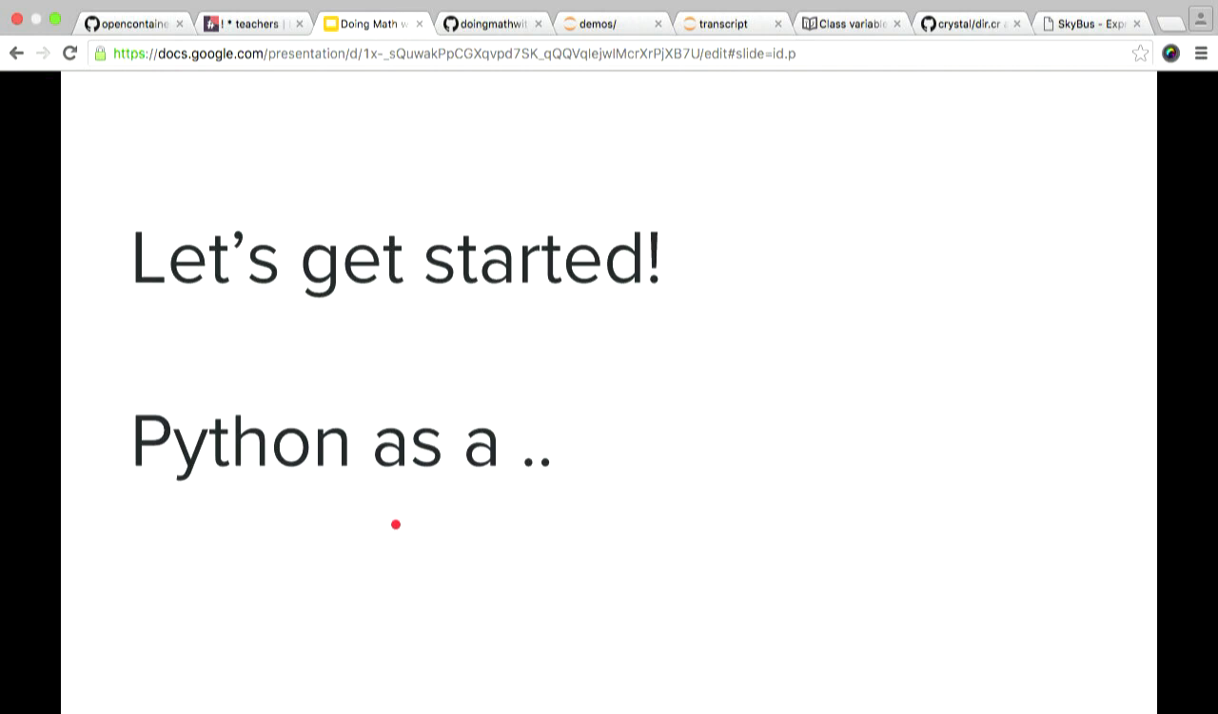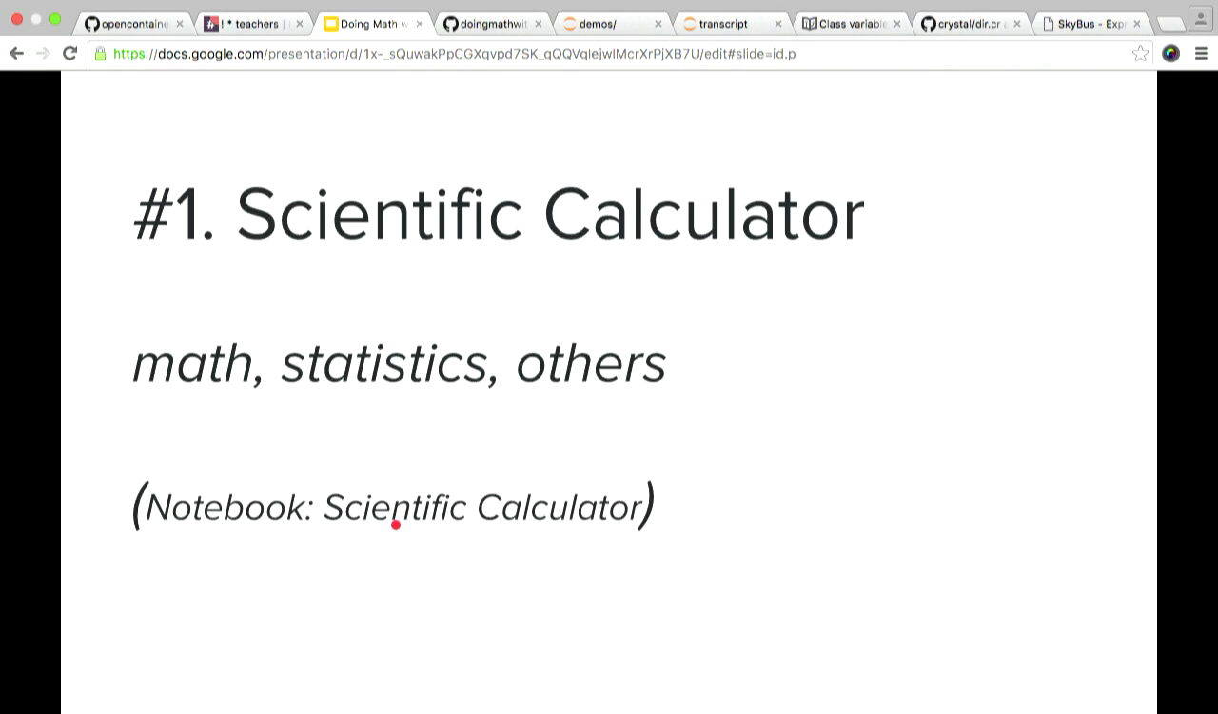So let's get started. I have organized this talk into 3 different parts. First I show Python as a scientific calculator. Second, Python as this really awesome calculator. And then I go into where you go beyond calculations, where you explore things which you wouldn't otherwise be able to explore without programming. So first is the scientific calculator.